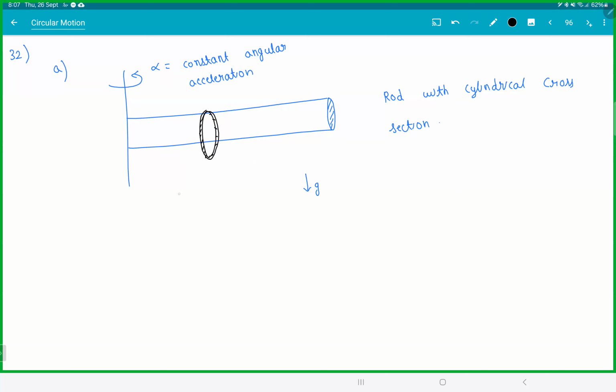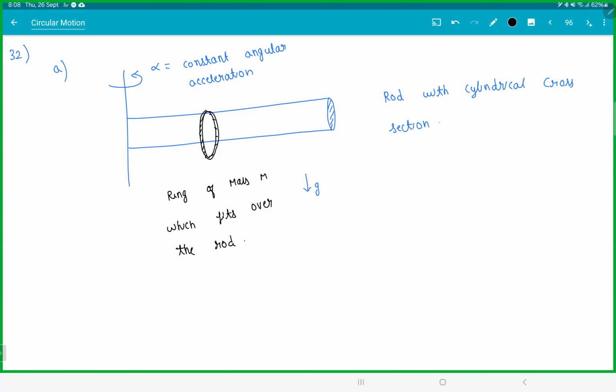So this is a ring of mass m, which just fits over the rod. Are you able to visualize the diagram? So this is the rod, this is the ring. The ring is just balancing on the rod. It's like your bangle or something. If you keep it there like a ring, it is just holding on that.